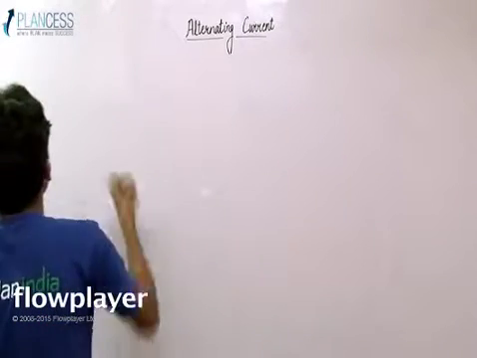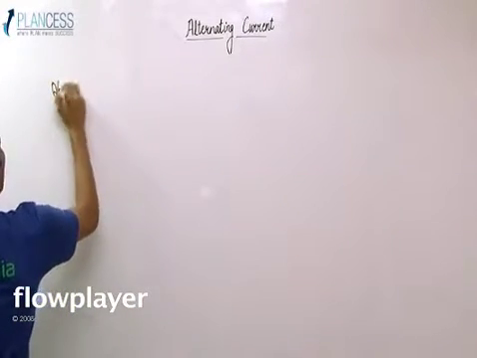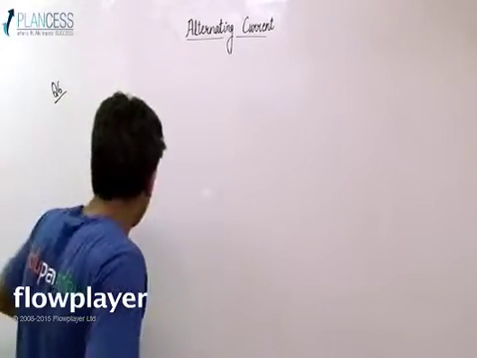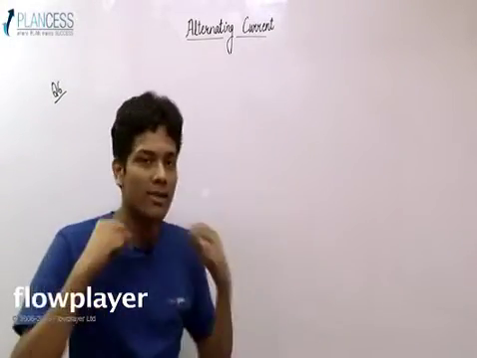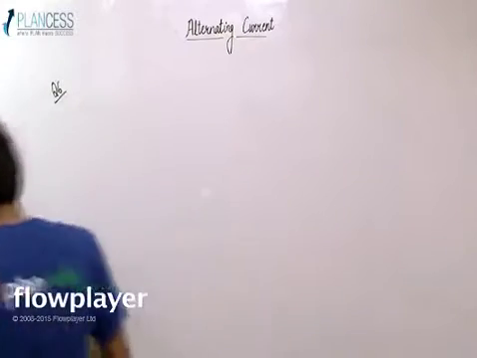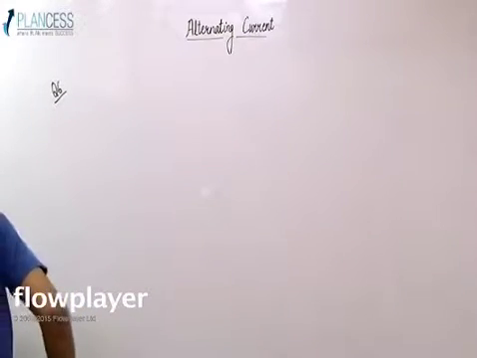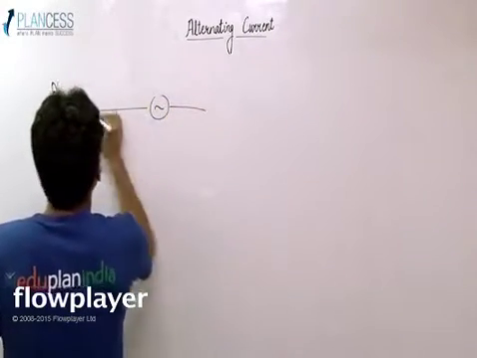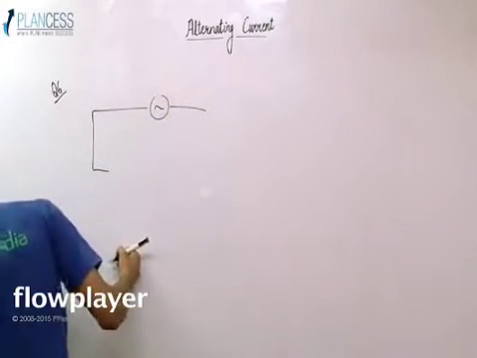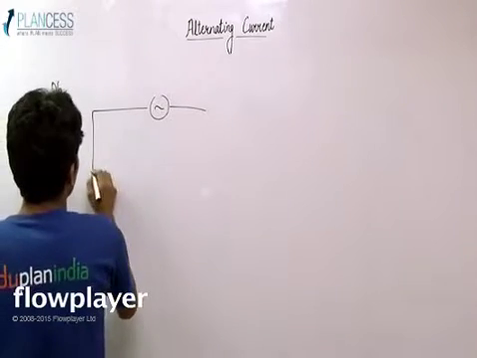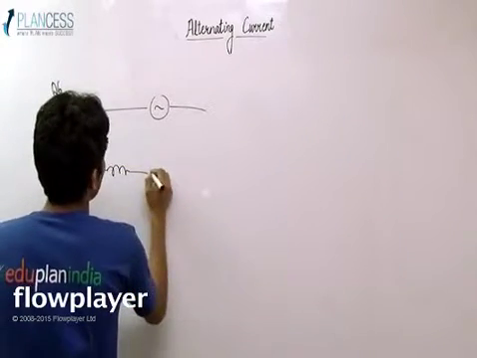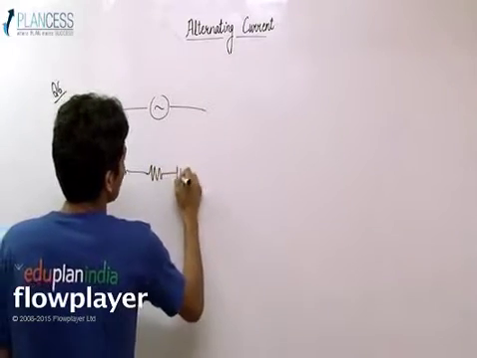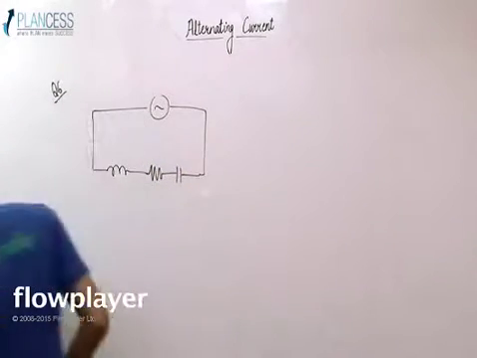Okay, question number 6 comprises the resistance, the R, L, and C. That is, this question is from the RLC circuit. Okay, there is a circuit shown like this, and you have an inductor here, you have a resistor here and a capacitor.